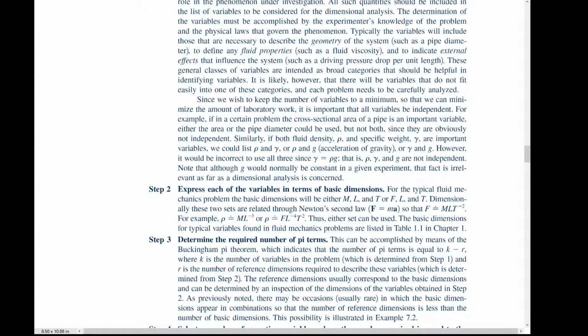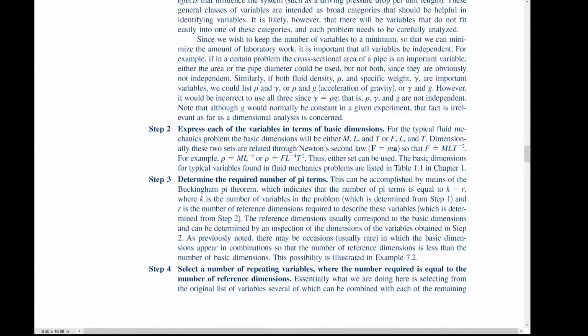These general classes of variables are intended as broad categories that should be helpful in identifying variables. It is likely, however, that there will be variables that do not fit easily into one of these categories, and each of them needs to be carefully analyzed. Since we wish to keep the number of variables to a minimum so that we can minimize the amount of laboratory work, it is important that all variables be independent.